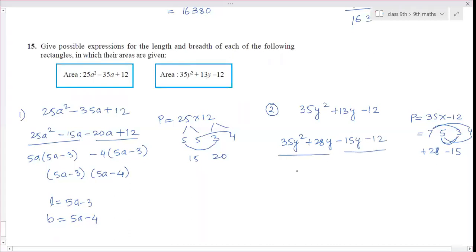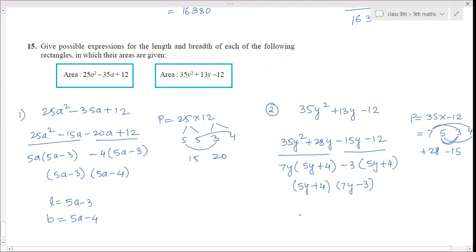So factorize it. Both are divisible by 7: 7y into bracket 5y plus 4. Now here common is minus 3. So 5y plus 4 is taken common, so the sign will be opposite now. Minus will become plus. This minus also will become plus. 3 4s are 12. So it is 5y plus 4 and 7y minus 3.